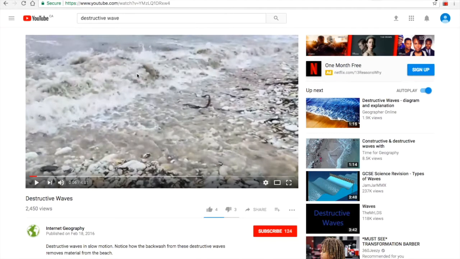As you can see here, this backwash was very powerful and has taken sediments from the sand and has therefore eroded the sand.